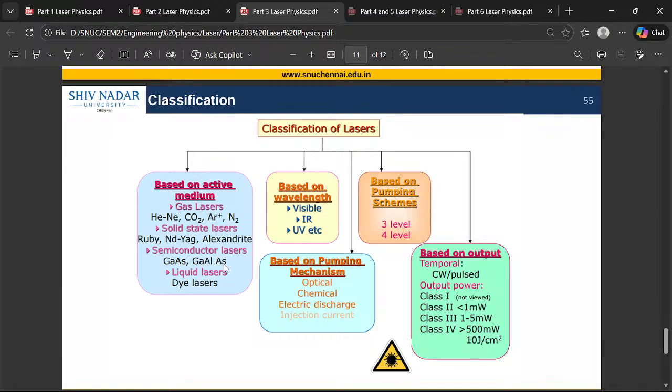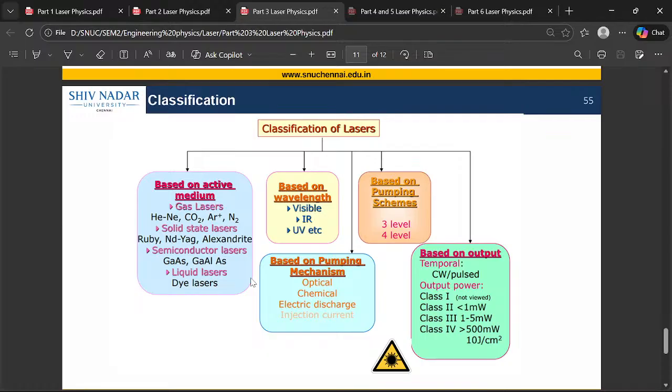First, it has gas lasers, then solid state lasers, then liquid and semiconductor lasers like that. Based on wavelength, we have visible, that is RGB and some laser like that, IR and UV laser. Based on pumping mechanism, that is how we pump the electrons from ground state to the high state, it has optical, chemical, and electric discharge.